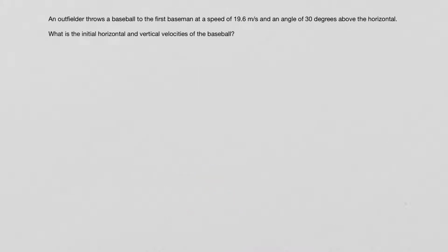So, for example, this first one: an outfielder throws a baseball to the first baseman at a speed of 19.6 meters per second and an angle of 30 degrees above the horizontal. What are the initial horizontal and vertical velocities of the baseball? So first let's draw a picture. We have our outfielder. He has a ball in his hand and he's throwing it over here to another player.